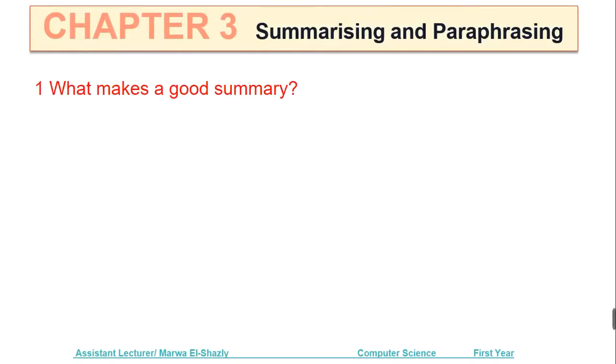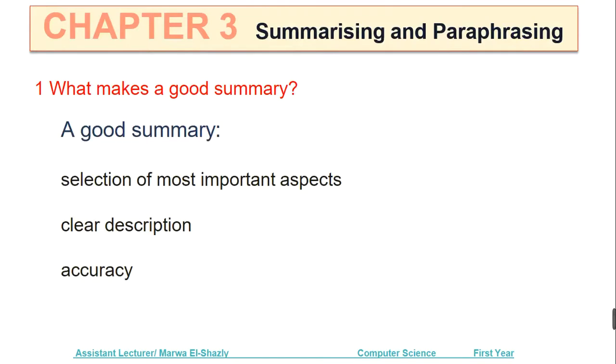What makes a good summary? A good summary contains selection of most important aspects أو أهم aspects أو parts أو points في التكست ده. Clear description، لازم يبقى description بتاعي واضح، وصفي واضح. Accuracy دقة، ما نقلش معلومات غلط وأنا بعمل summarizing.